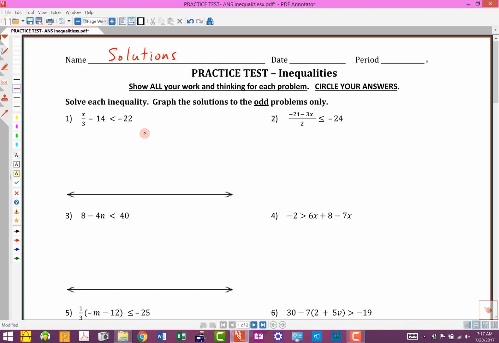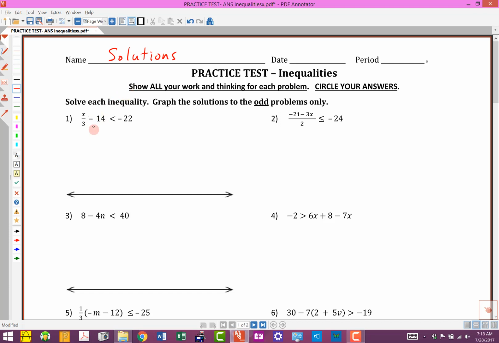We just want to make sure that if we ever multiply or divide both sides by a negative as we're going through and solving, that we switch the direction of the inequality. I do want to point out that we are going to solve each one of these, but we're only going to graph the solutions to the odd problems. So keep that in mind. You don't need to graph every single one of these. So let's go ahead and get started. Let's solve this first one.